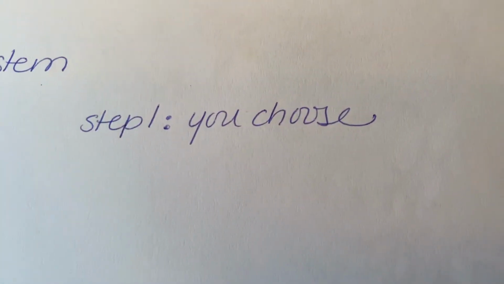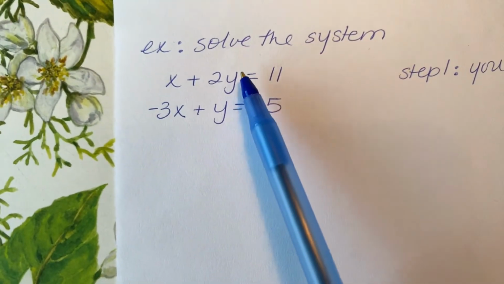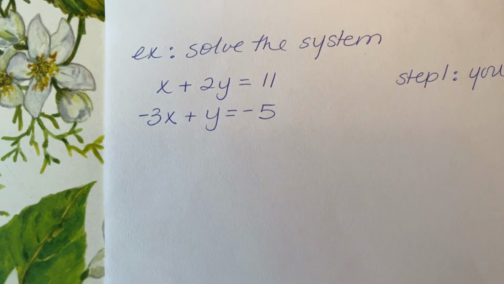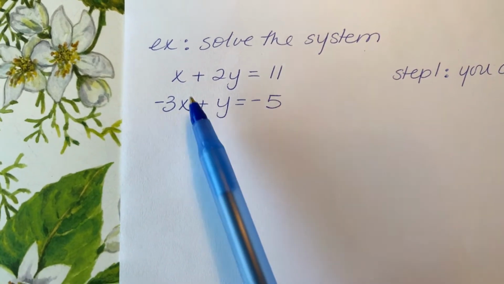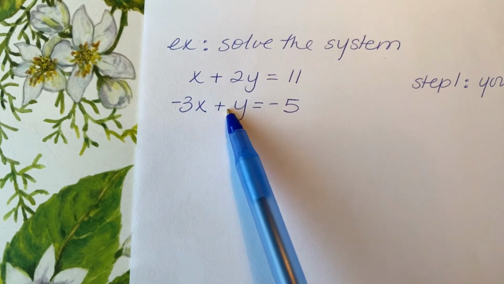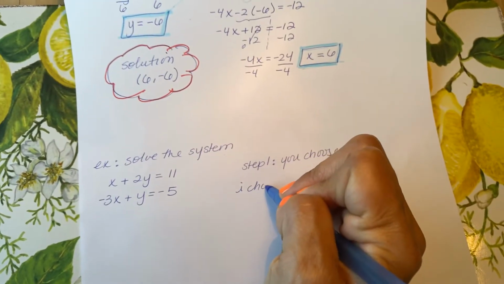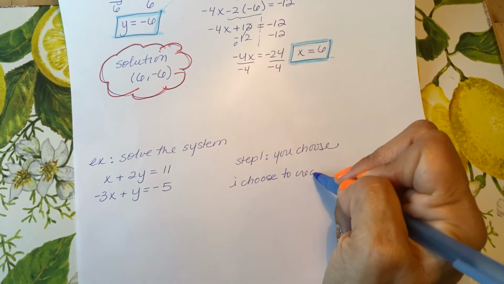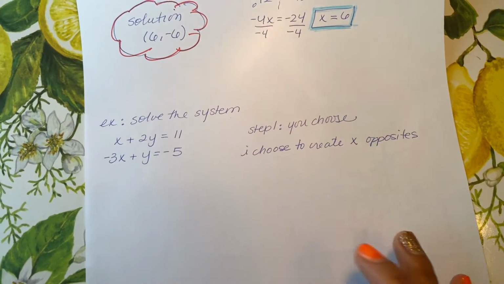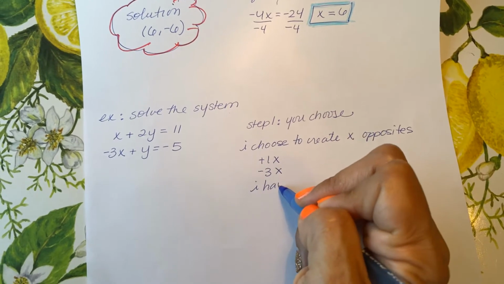Step 1, you choose. This is not set up for you. So step 1 says, pick a variable. Do you want to pick y or do you want to pick x? In this case, it wouldn't matter which one because both are solvable. And you're going to choose to create your opposites. Now, this is +1. This is -3. This is +2. This is +1. If I choose to create x opposites, I have +1x and I have -3x. This is what I have.